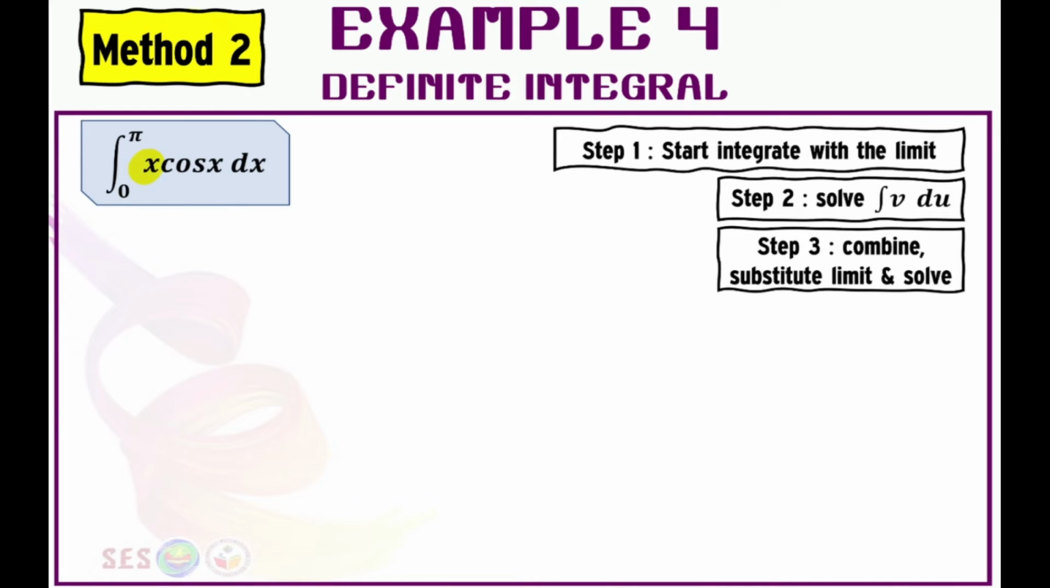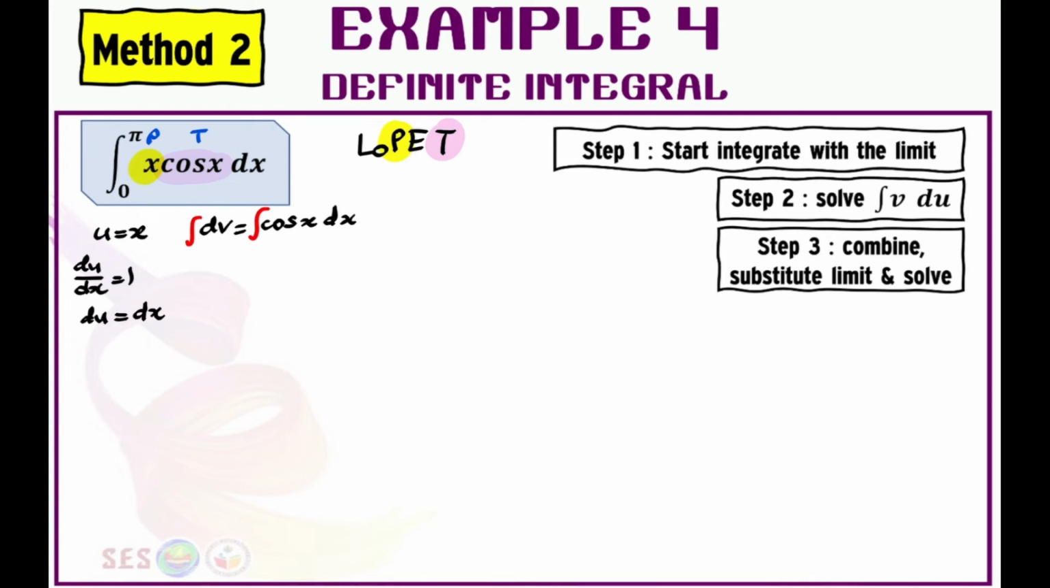So as you can see, x here is polynomial and cos x is trigo. So by the order of LIATE, p comes first before t, trigo. So our u here is x and our dv is the rest, which is cos x dx. So for u part, we differentiate, we'll get 1. And leaving du on left hand side, I get dx. And for dv, we need to integrate both sides. Integrate dv, we'll get v. Integrate cos x, we'll get sin x.